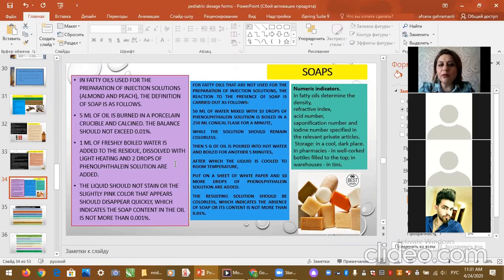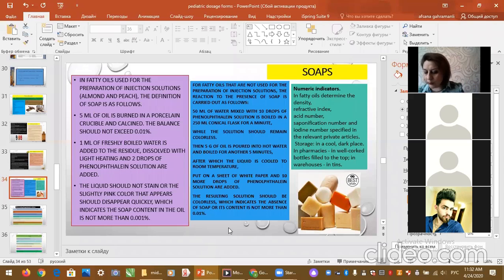5 ml of oil is burned in a porcelain crucible and calcined. The balance should not exceed 0.01%. 1 ml of pressure boiled water is added to the residue, dissolved with light heating, and 2 drops of phenolphthalein solution are added. The liquid should not stain, or the slightly pink color that appears should disappear quickly, which indicates the soap content in the oil is not more than 0.001%.